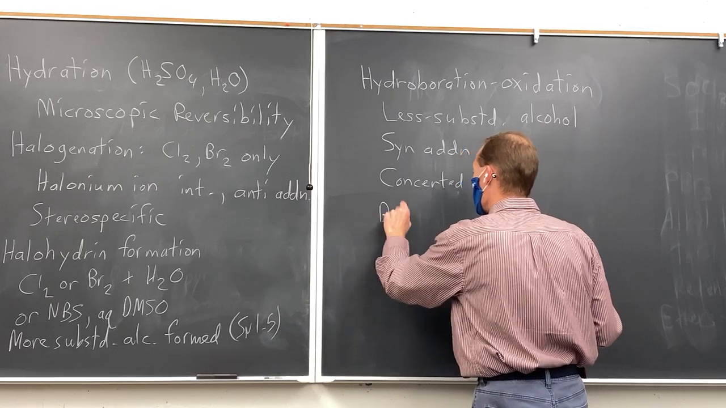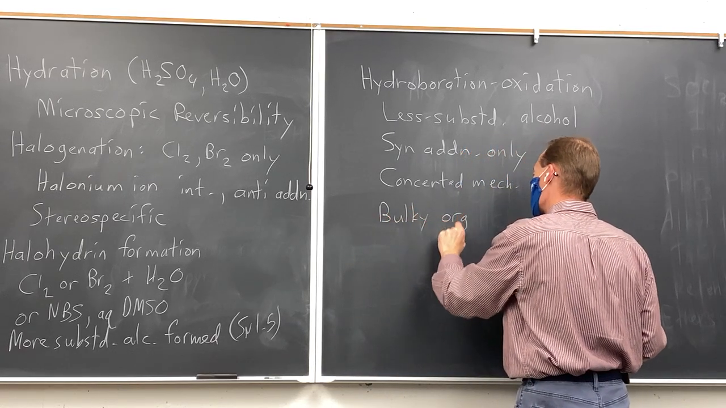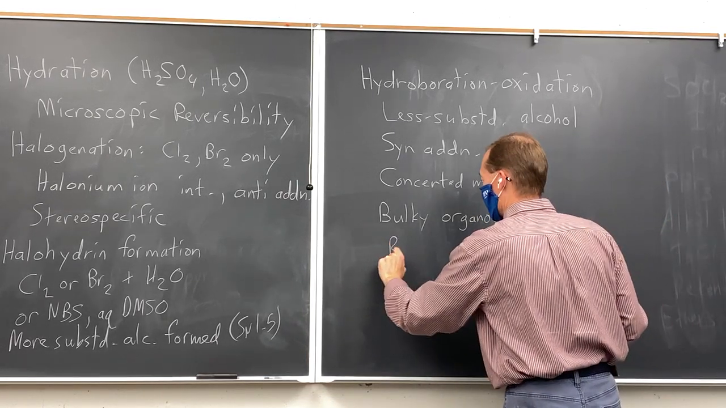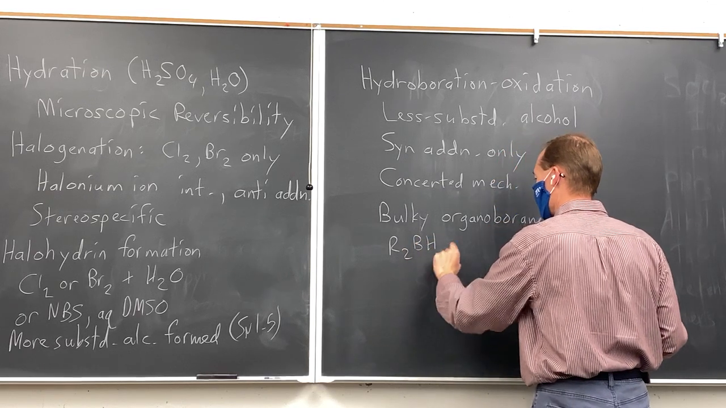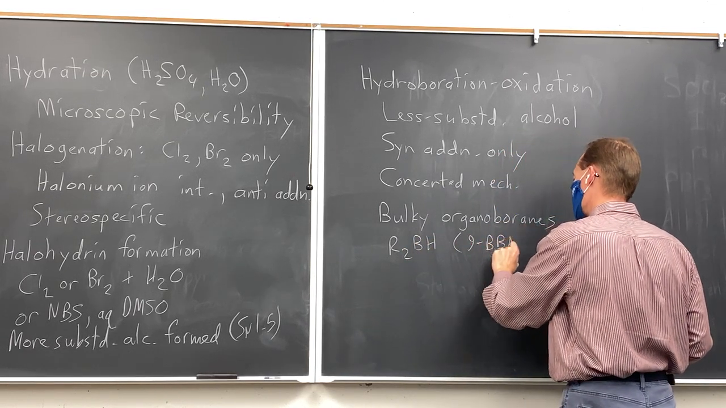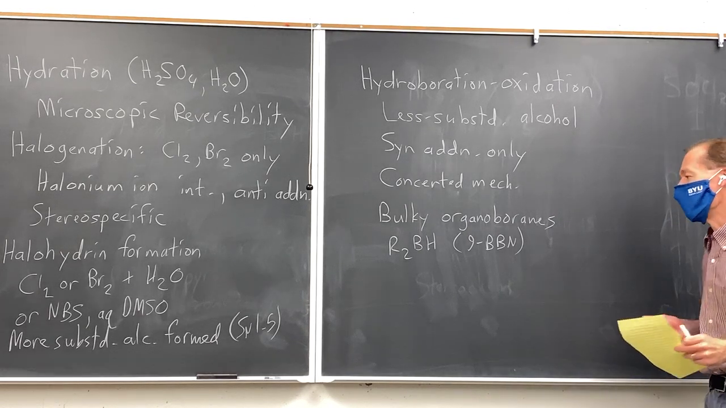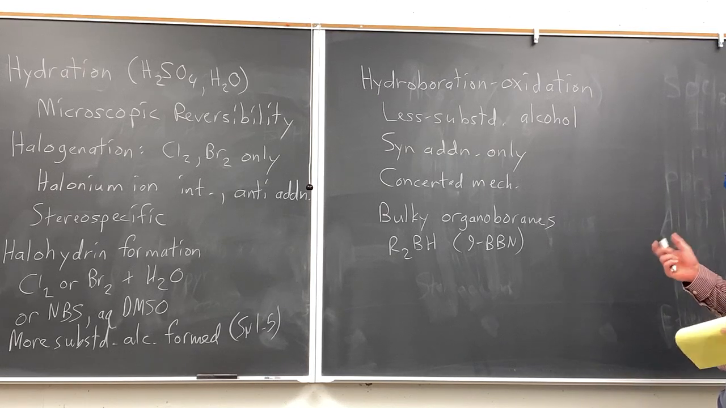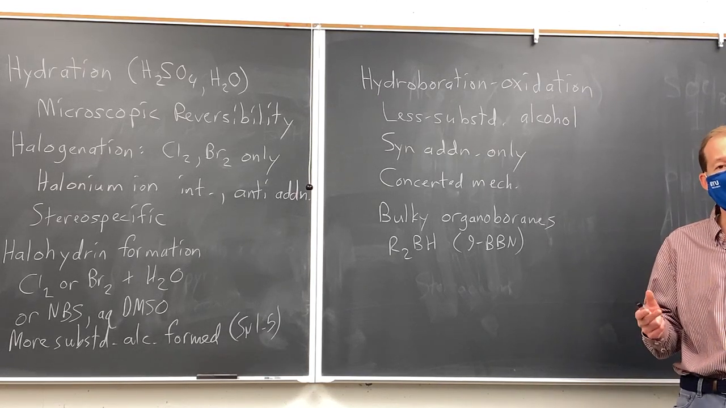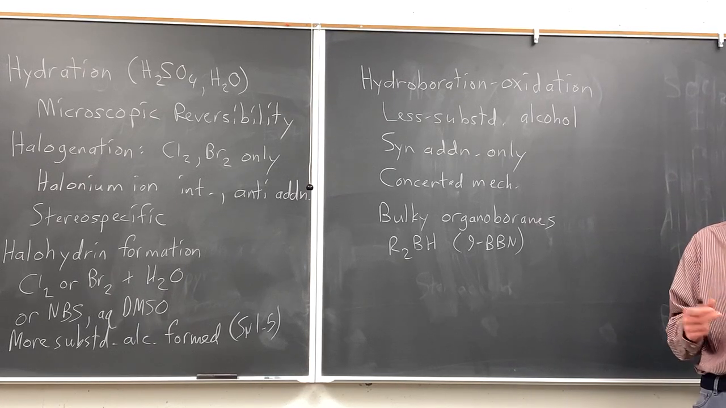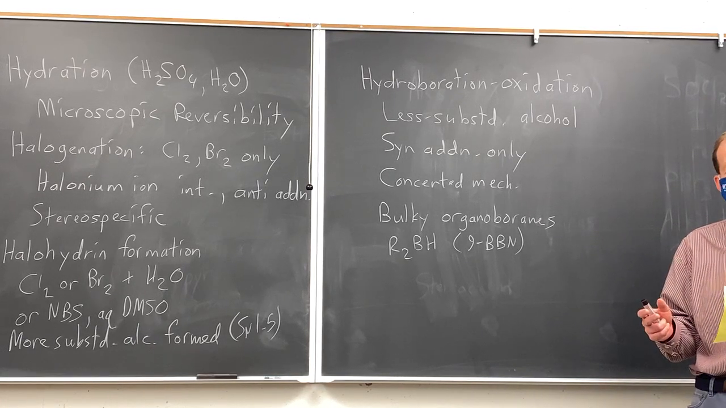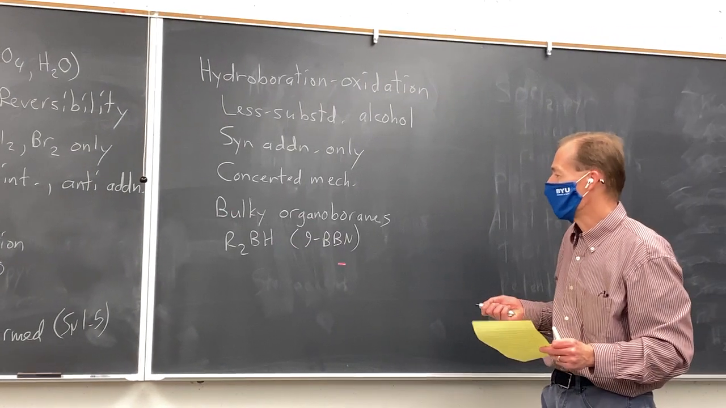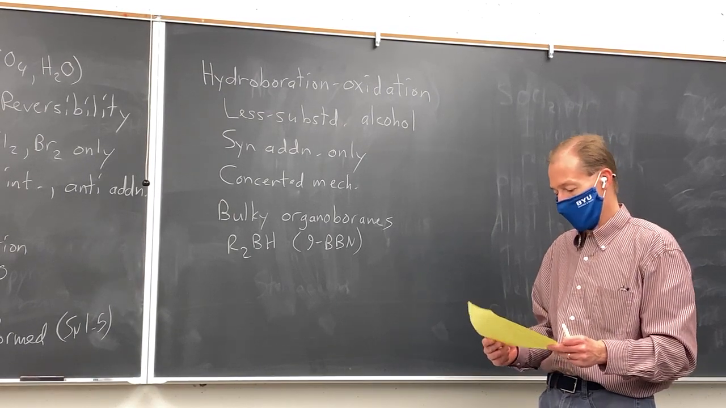We also learned about bulky organoboranes. The formula R2BH, 9-BBN is an abbreviation for a bulky organoborane. We said that these could be used to increase the selectivity for the less substituted alcohol. The less substituted alcohol will always be your major product, but if you're using BH3, you might not get a great ratio. So if you want a bigger ratio favoring the less substituted alcohol, you can use a bulkier organoborane.